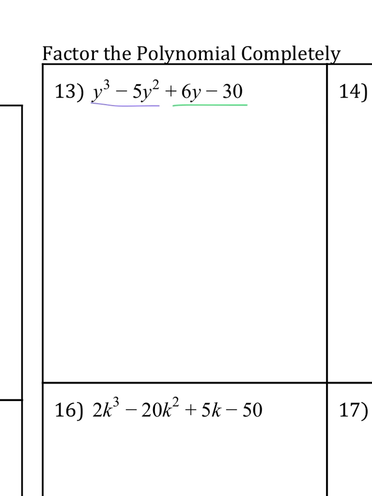So on the front, y cubed minus 5y squared, we can factor out a y squared. So let's factor out y squared. Then we're left with y minus 5. Then in the back, we can divide out a 6, so plus 6, and we're left with y minus 5.